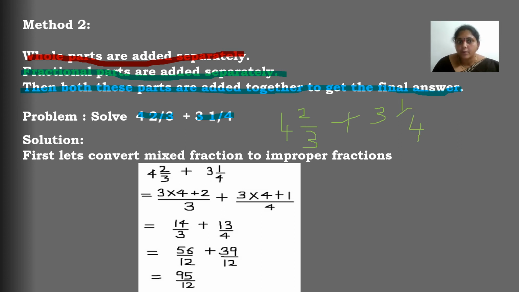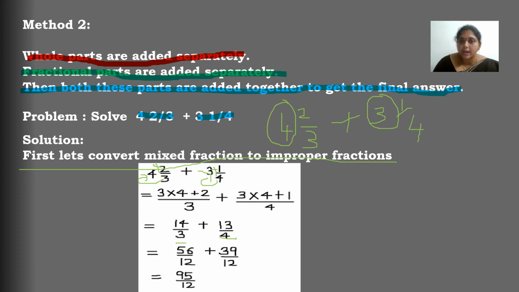Here what I have to do? I have to add the whole numbers first and then fraction numbers second. First, let's convert mixed fractions to improper fractions. Now, how we are going to convert this? You have to multiply 3 with 4 plus your numerator, divided by 3. Here also same. Denominator and whole number should be multiplied and add your numerator. Now, what are your fractions? 14 by 3 plus 13 by 4. Here both are in different forms.